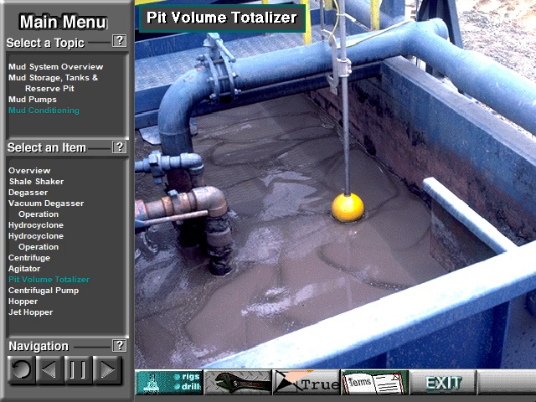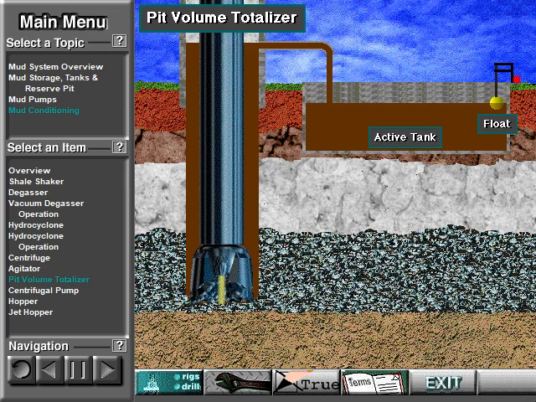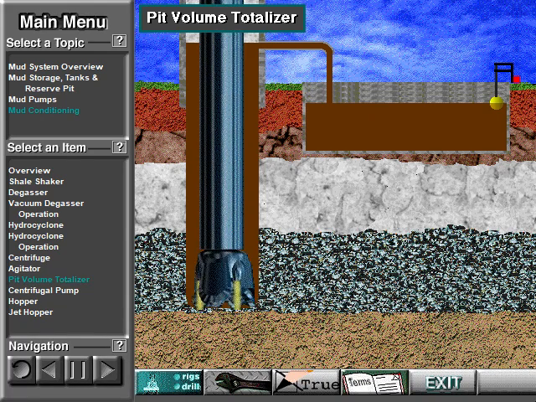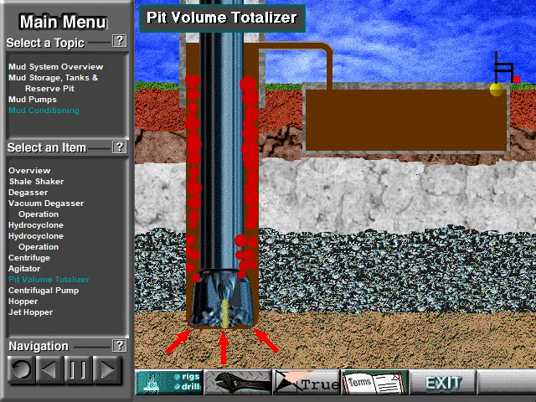This float in a mud tank is part of a pit volume totalizer. Usually, crew members install a float in each active tank. The floats rise or fall with the mud level in the active tanks. Mud level in the tanks is vital information. If the mud level rises, it often means that the well has kicked. Formation fluids have entered the hole and forced mud out. The kick fluids replace mud in the hole and cause the mud level in the tanks to rise.